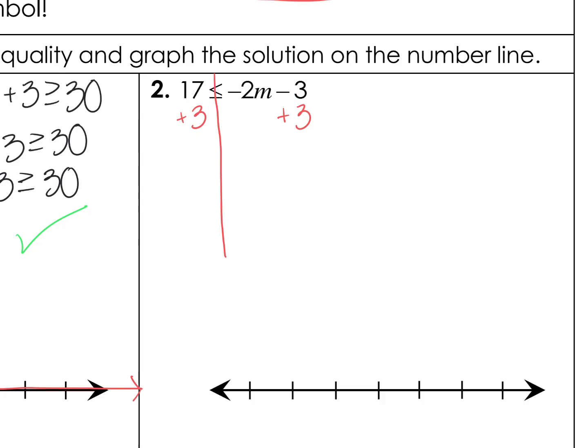Negative 3 plus 3 would cancel out. 17 plus 3 would be 20. I have not done any multiplication or division, so I don't need to do anything with my inequality. Bring down everything else the same. Now I need to separate my variable from my term. Right now they're connected by multiplication. The inverse of that would be division. So we are dividing both sides by negative 2. Don't forget that sign. We're dividing by negative 2 on both sides.